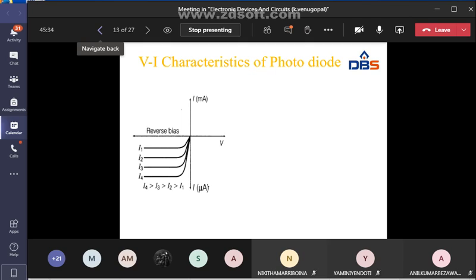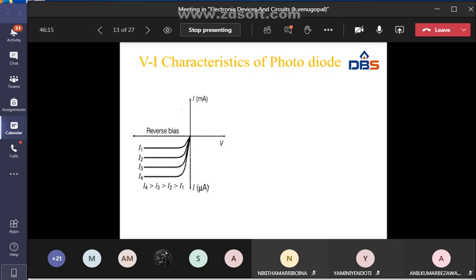See the VI characteristics of the photodiode. The x-axis is the voltage and the y-axis is the current, which is the reverse current. The photodiode continuously operates in reverse bias mode, so there is no forward biased condition. These are the characteristics of the photodiode.